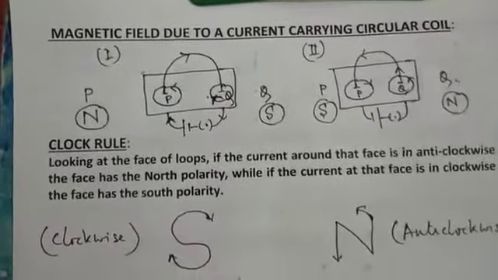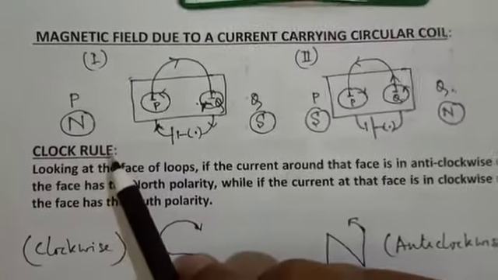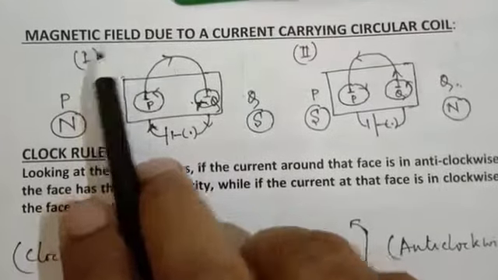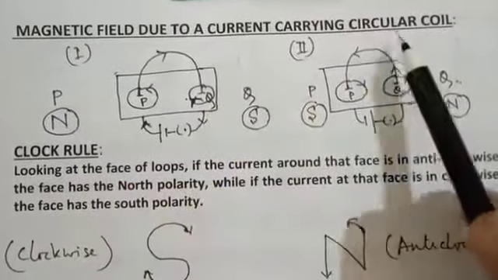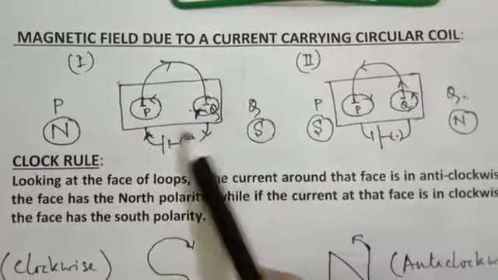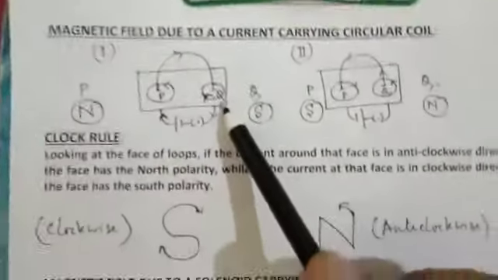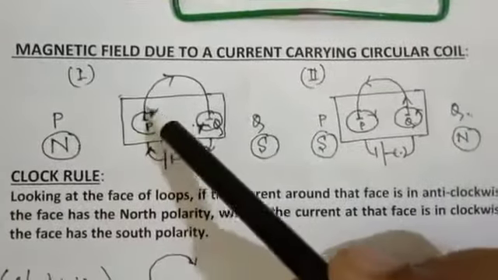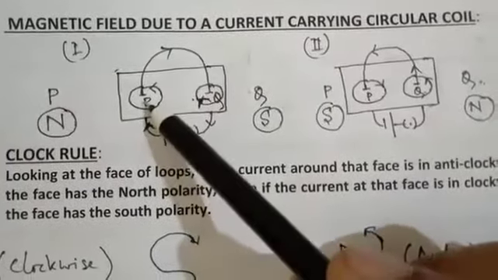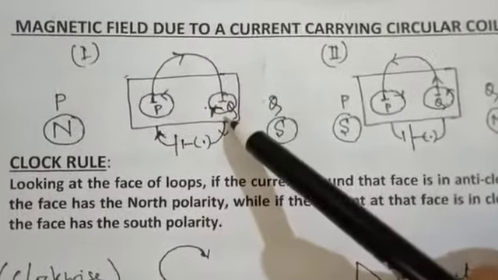Today, in the topic of magnetic effect of current, I'm going to take up the topic which I explained in my previous class. The topic is magnetic field due to a current carrying circular coil. Now, if you look at diagram number 1, it is actually a cardboard. Through this cardboard, a circular loop has been passed. The current enters from point P and comes out from point Q.